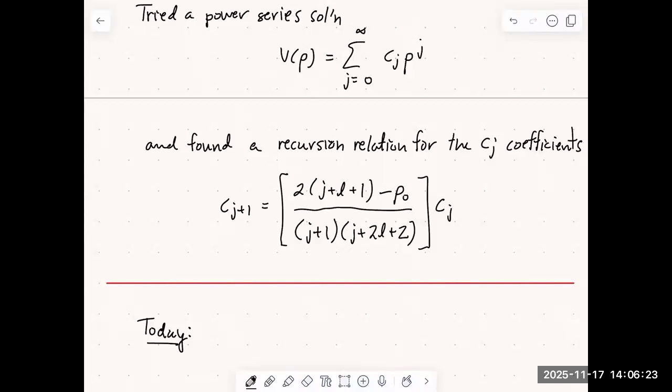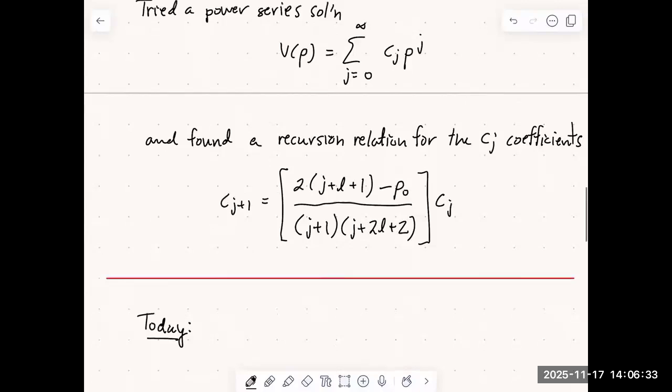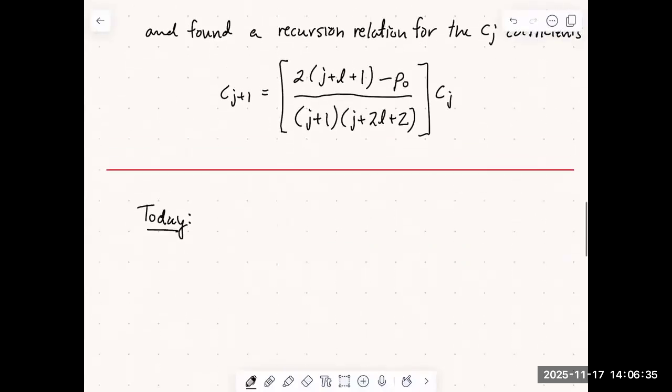And so what I want to do is finish this off. And what we'll see today is how we end up with this quantized energy for the hydrogen atom. So I just want to give a sense of how you would work with a recursion relation like this. What you might do is say, okay, what if I took j equals 0 and threw it into our recursion relation for these coefficients of the power series?